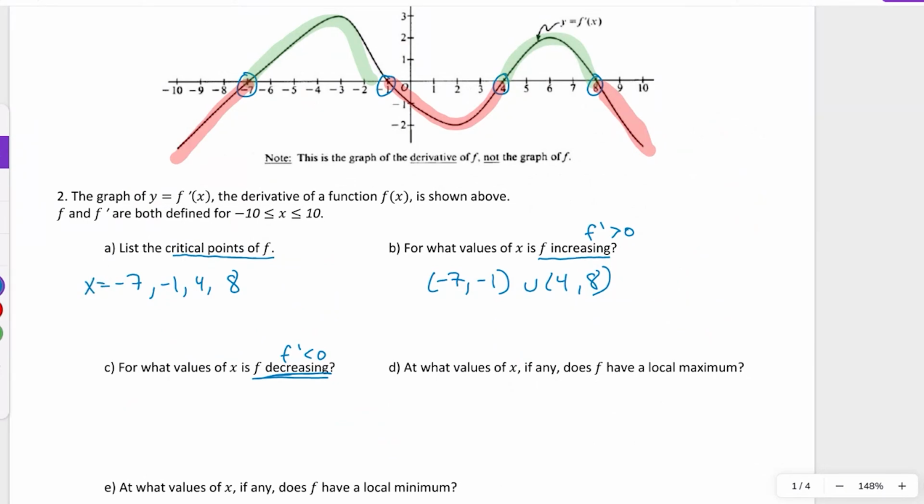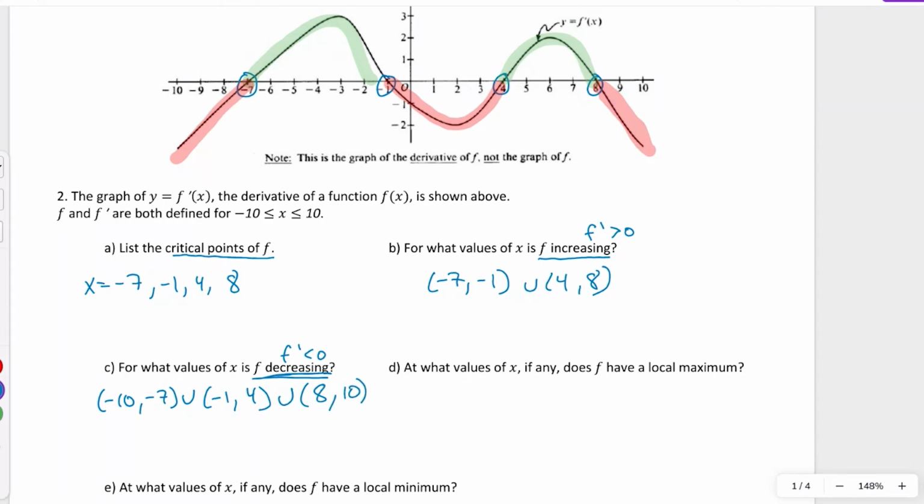We've got one between -10 and -7. We've got another interval between -1 and 4, and finally an interval between 8 and 10.